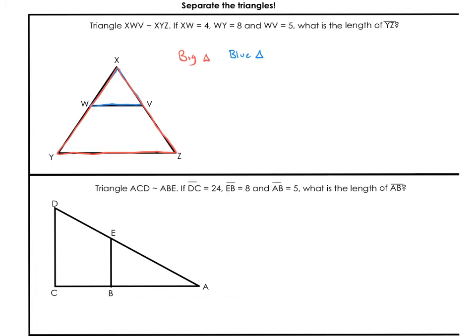And they are overlapping. Now it tells us that XW is equal to 4, WY is equal to 8, and WV is equal to 5. Find the length of YZ.